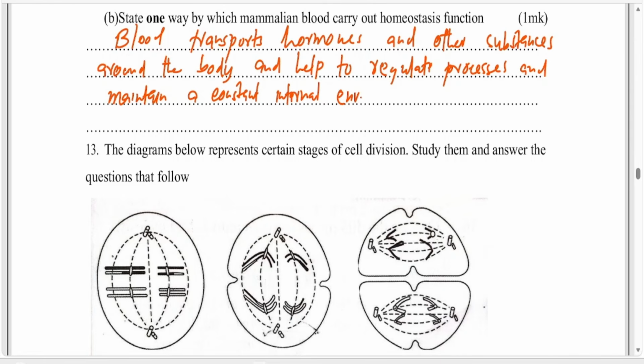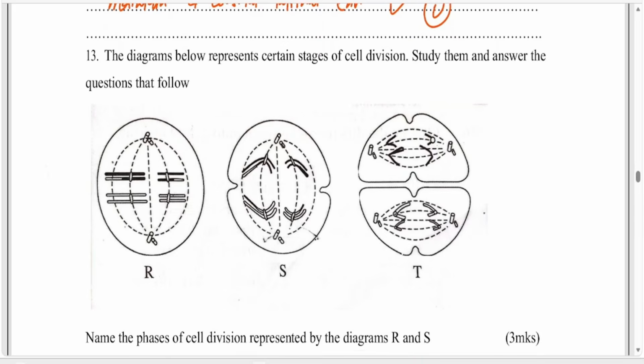We can also talk about blood regulating the body temperature by transporting and distributing heat within the body. So blood itself can help to maintain a constant body temperature, especially in mammals. And stating that gives you 1 mark. Let's move to question number 13.